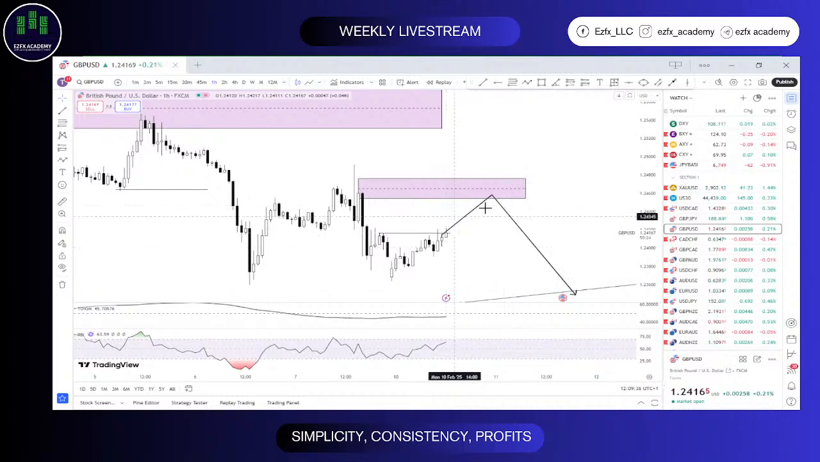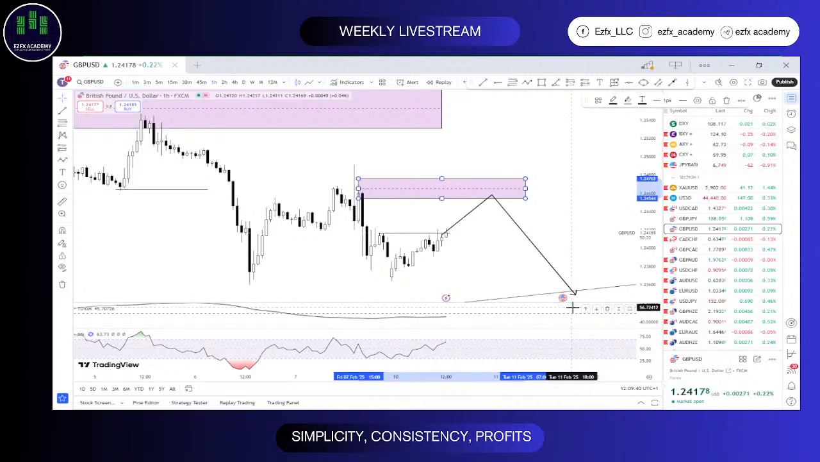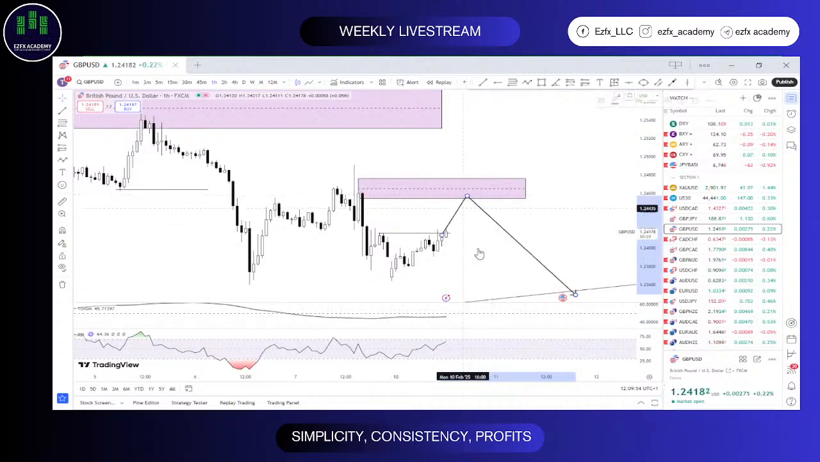So the buy to sell region, the supply region, is between 1.24762 and 1.24544. So I'm watching out for a buy to sell to happen off of this region right now. That basically is what I'm watching out for on GBP USD. I'm just waiting for this high to be taken out properly.